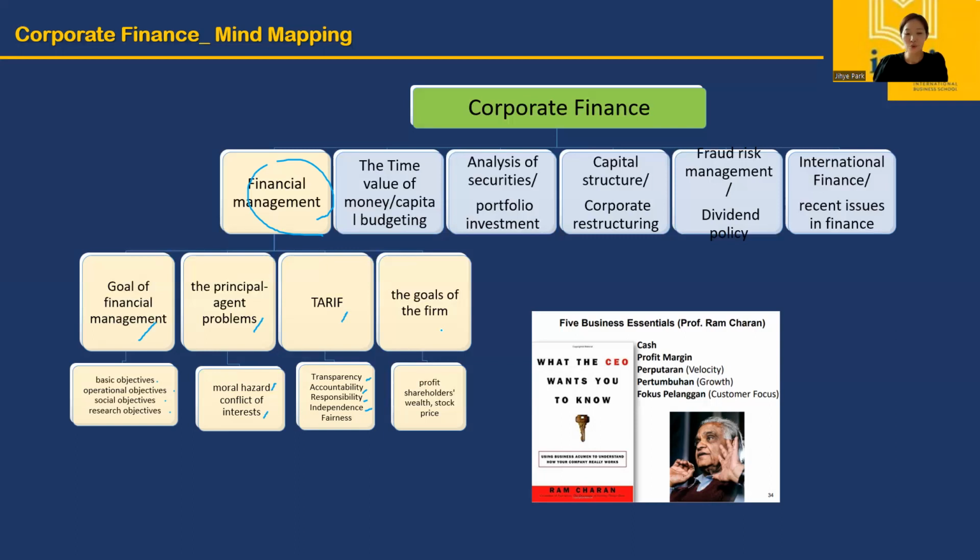Additionally, we learned the goals of the firm itself, other than the financial management goals. It consists of 3 things to be maximized and 1 thing to sustain. The 3 things that have to be maximized are profit, shareholders' wealth, and stock price. And 1 significant thing that has to be sustainable is profit.